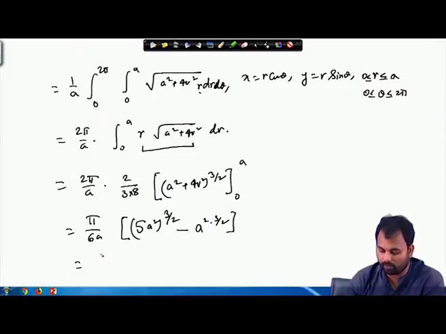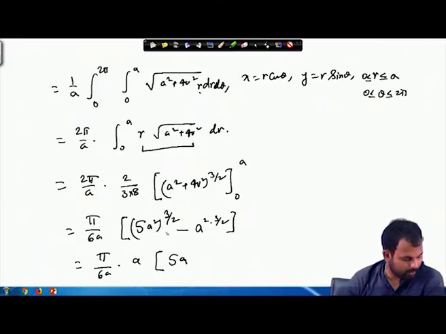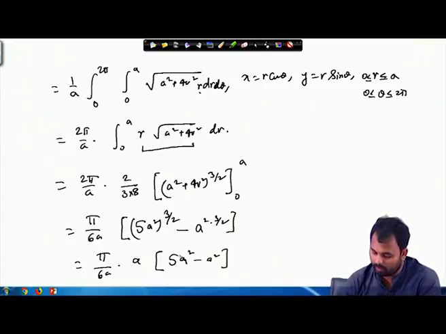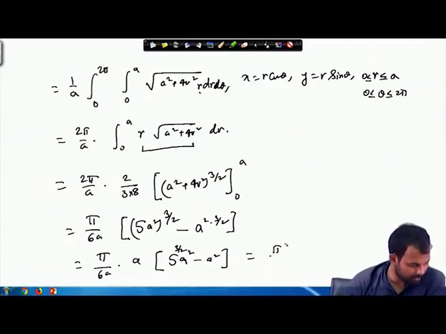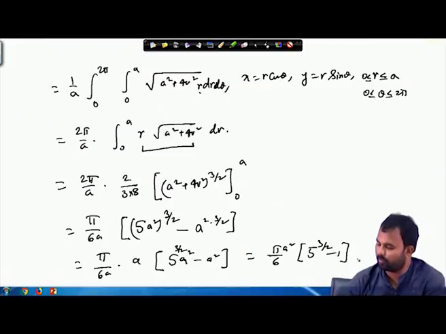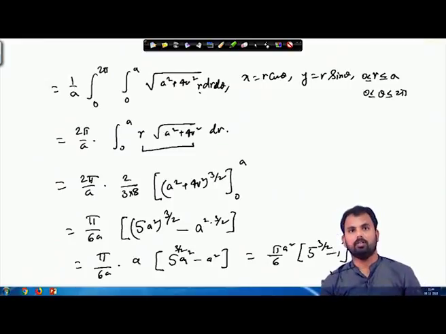So, ultimately we will have pi by 6 a common. So, we will have 5 a square, 5 a square minus a square and 5 to the power 3 by 2, and 1 a is getting cancelled. So, we will obtain pi by 6 basically. So, we will have pi by 6 a square, and this will be 5 to the power 3 by 2 minus 1. So, the simplification is up to you, how you do the simplification.